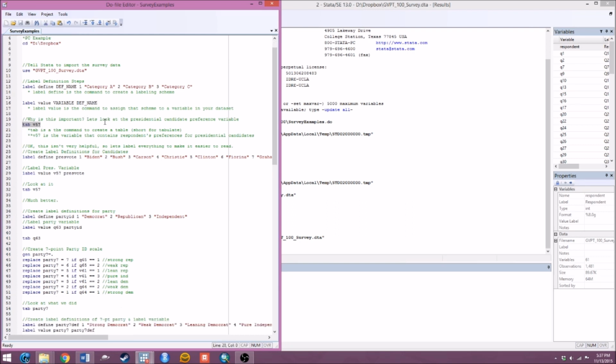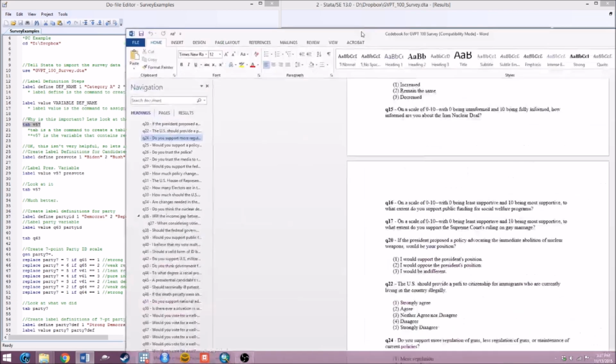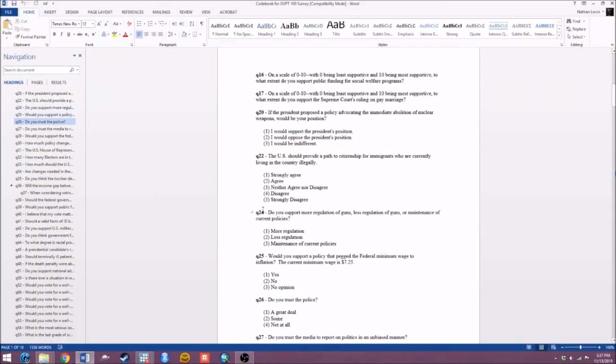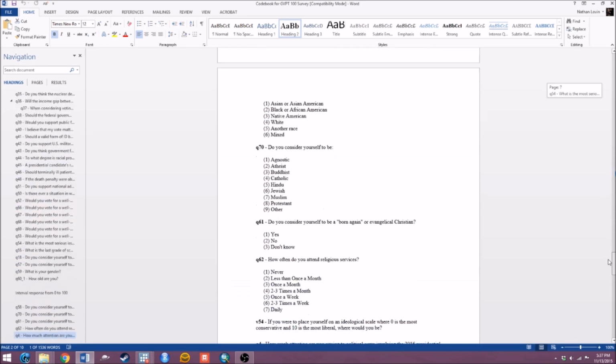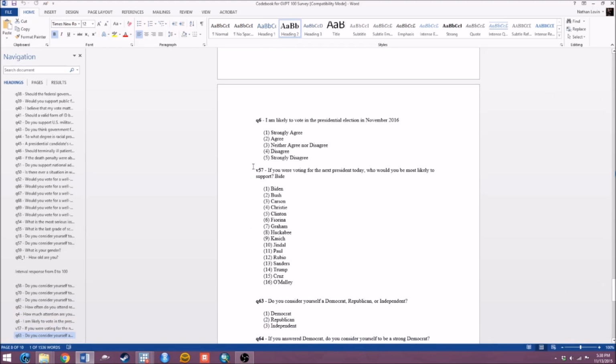So, why is this important? It's often best just to go right into an example. So this V57, I've already gone to the code book. Everything can be found in the code book, which I can pull up over here, and it has all of the questions. So we have Q24, Q25. But if we go down to V57, we see that this is: if you were voting for the next president today, who would you most likely support? And the numbers correspond to the different presidential candidates.